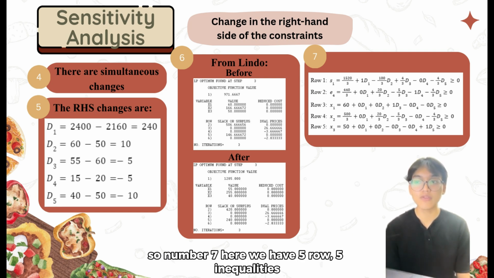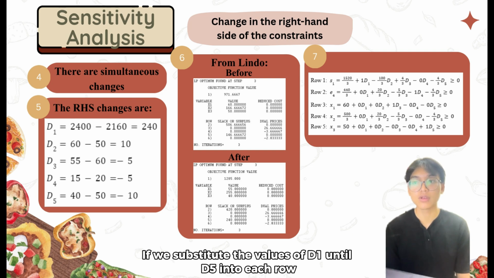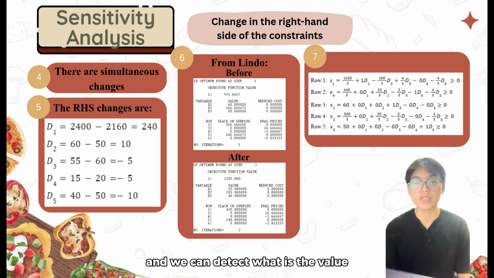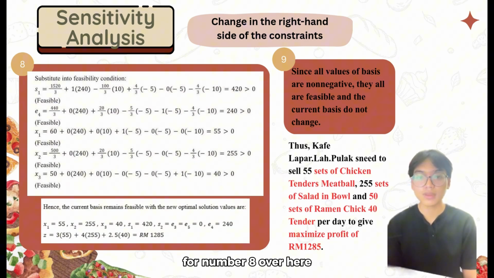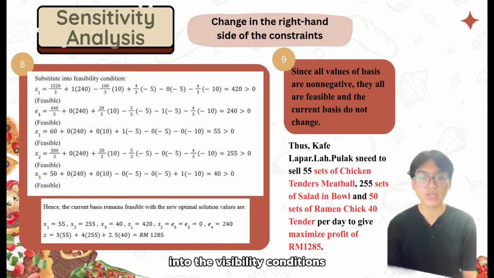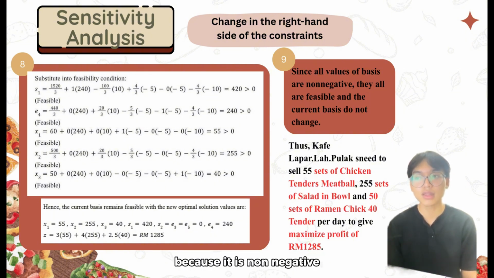So number 7 here, we have 5 inequalities. This is the optimum conditions. If we substitute the values of D1 until D5 into each row, we can know whether it is feasible or not, and we can detect what is the new optimum values. Number 8 over here is when we substitute the values of D1 until D5 into the feasibility conditions. As we can see here, all the basic variables are feasible because it is non-negative.